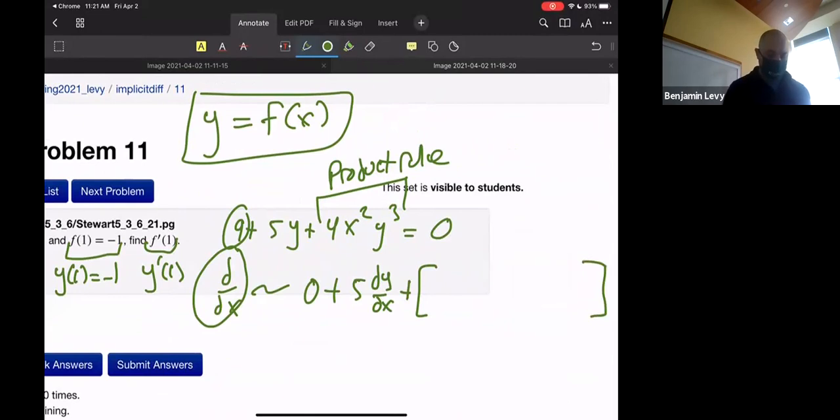So 8x. Y cubed. 4 squared. And 3y squared. But it's a chain rule, so it's 3y squared times the inside, which is y prime, or we've been writing it as dy dx.